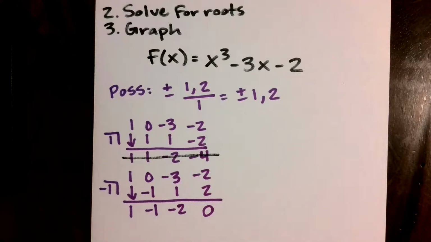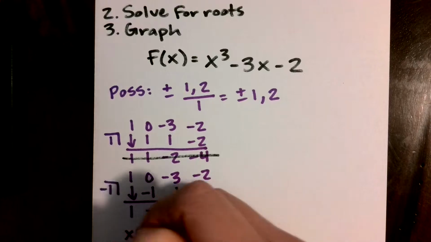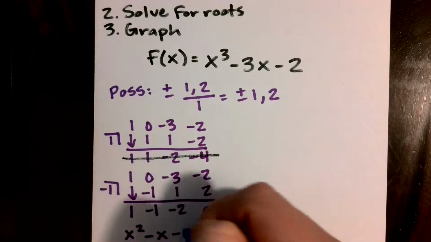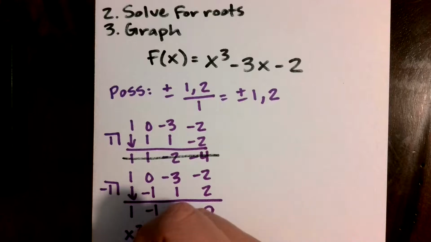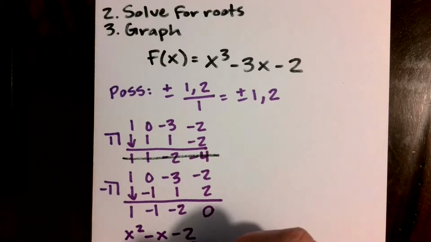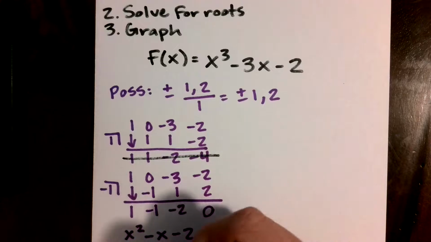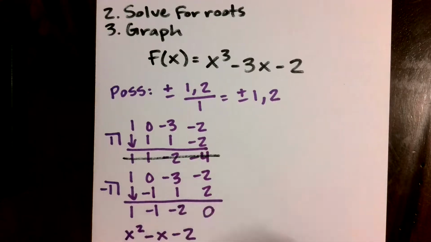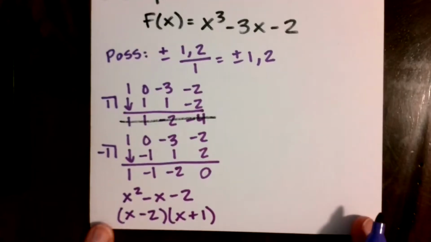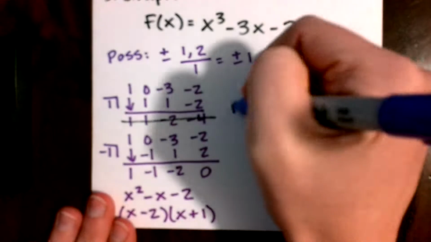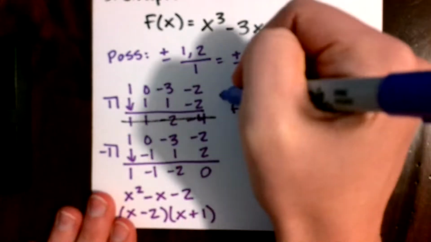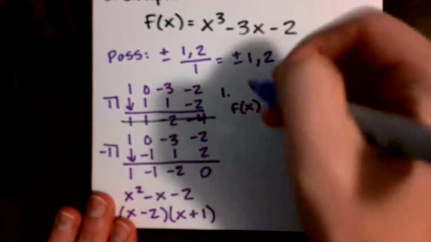Okay, so negative 1 ended up working. So we were left with an x squared minus x minus 2. And then factoring this last bit, our two numbers that multiply to be negative 2 and add to be negative 1 would be a negative 2 and a positive 1. Okay, so if we're putting this all together, this would be our answer to number 1.